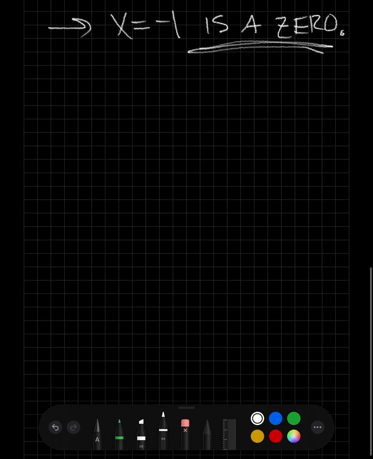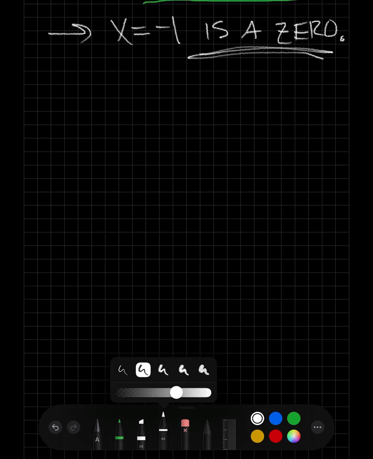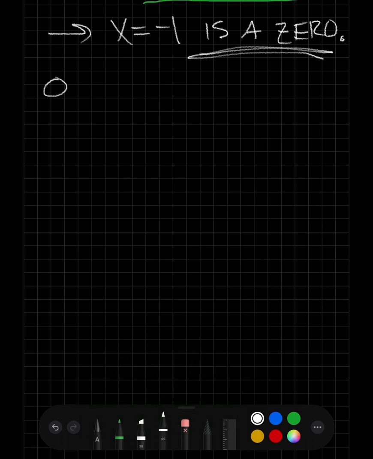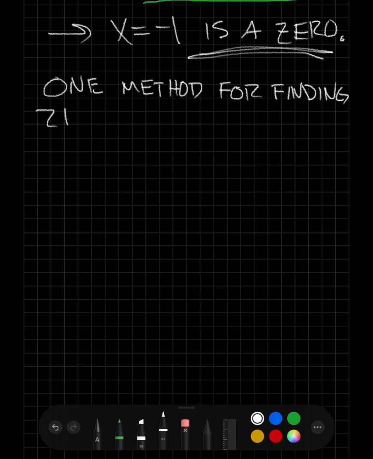So one method that you can use to find zeros of polynomial functions is by factoring. So one method for finding zeros is factoring. And I'll show you just a quick example of that.